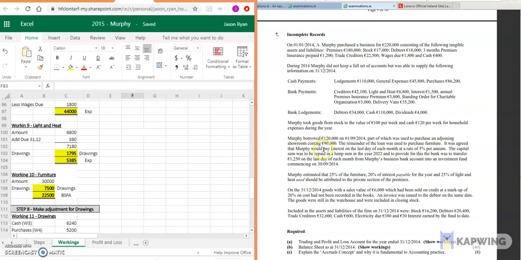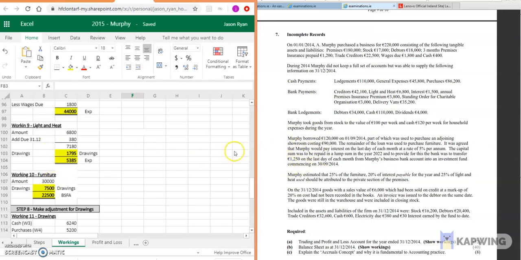It was agreed that Murphy would pay interest on the last day of the month at a rate of 5%. So that's how much interest we have to pay back each month. The capital sum was repaid in a lump sum in the year 2022. And to provide for this, the bank was to transfer 1,250 on the last day of each month from Murphy's business bank account. Remember, we did an adjustment on that already as part of our bank payments. Into an investment fund commencing on the 30th of 9th, 2014.